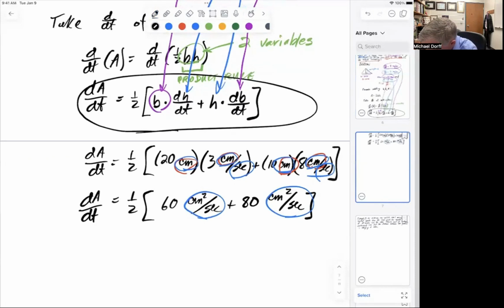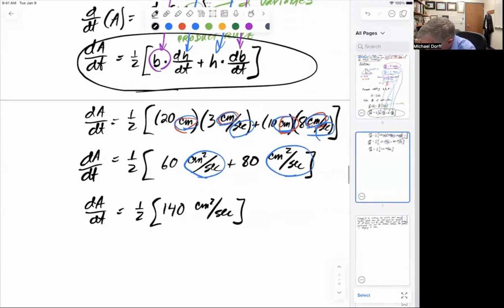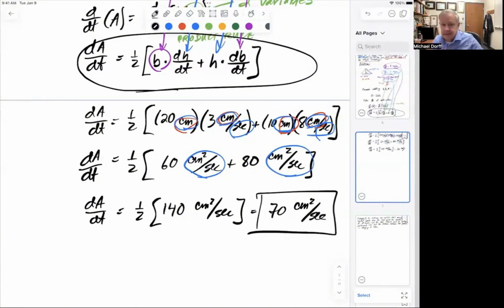Okay, for the problem then, we have dA/dt is 1/2, and then I add the 60 plus the 80, that's 140 centimeters squared per second. And that then gives me 70 centimeters squared per second. And that's my answer. And this makes sense.